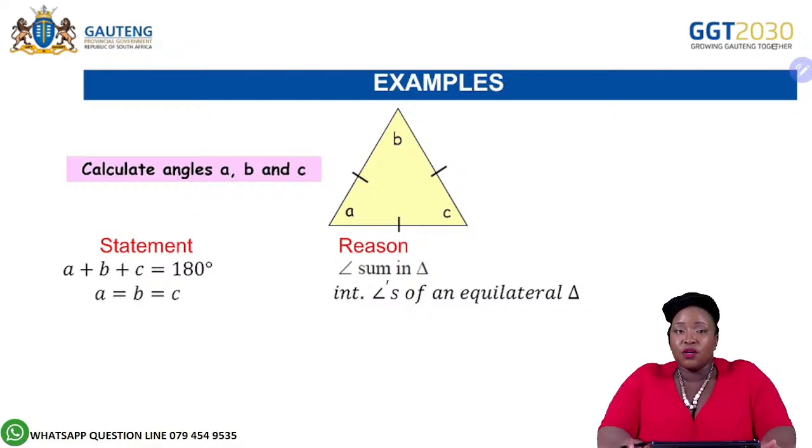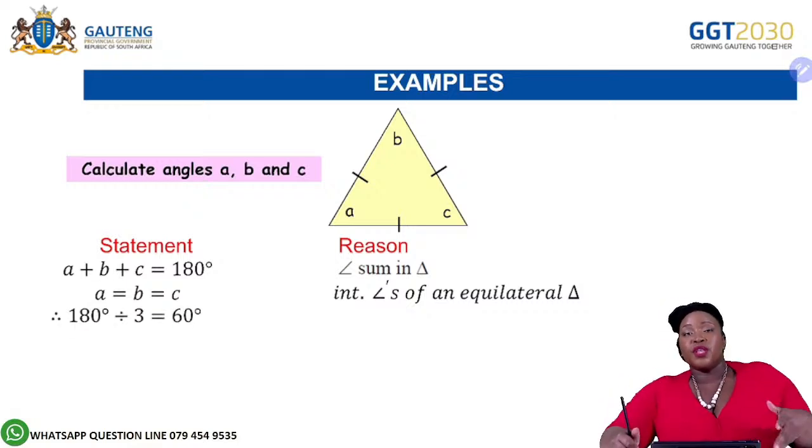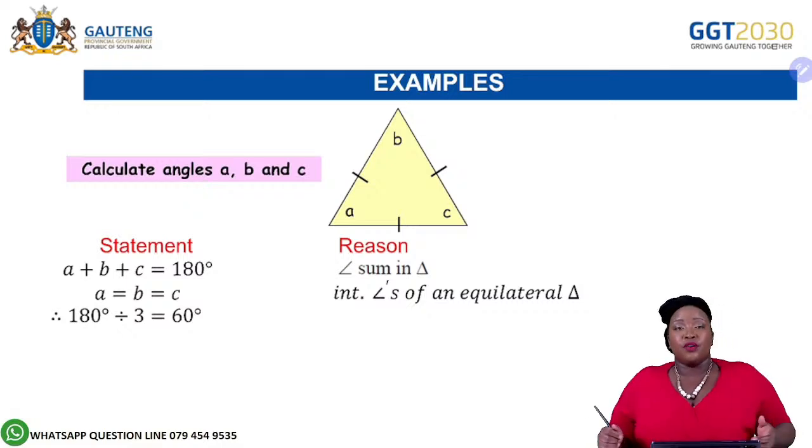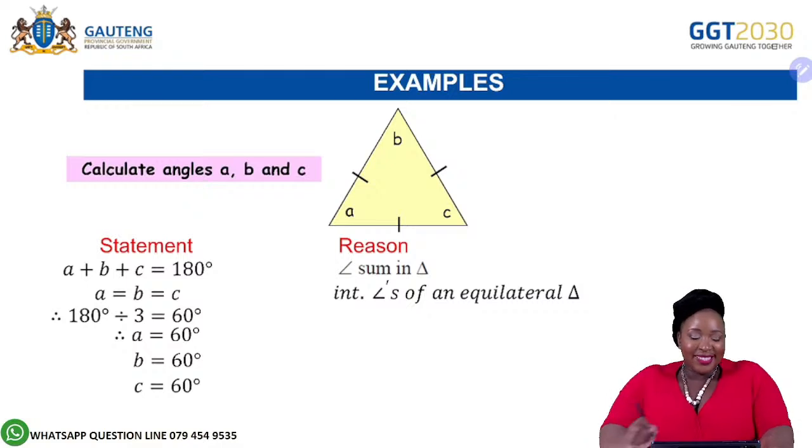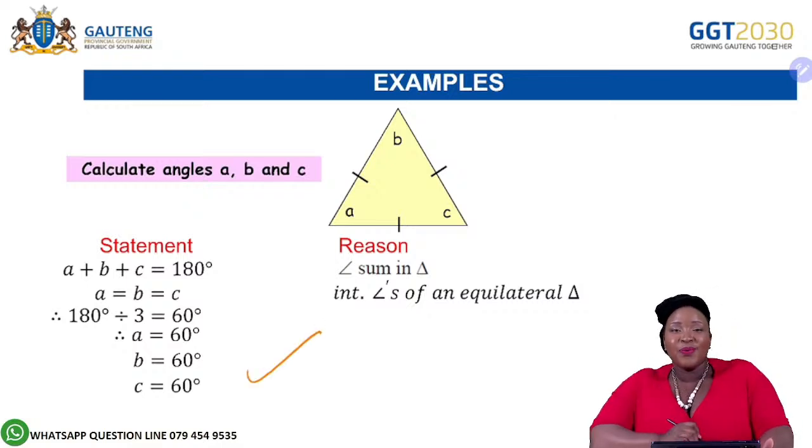And this is just because these are interior angles of an equilateral triangle, right? So because now you know that these are angles of an equilateral triangle, you can divide 180 degrees by 3. And you get that angle A will be equal to 60 degrees, angle B will be 60 degrees, and also angle C will be 60 degrees. Well done if you got these correct.